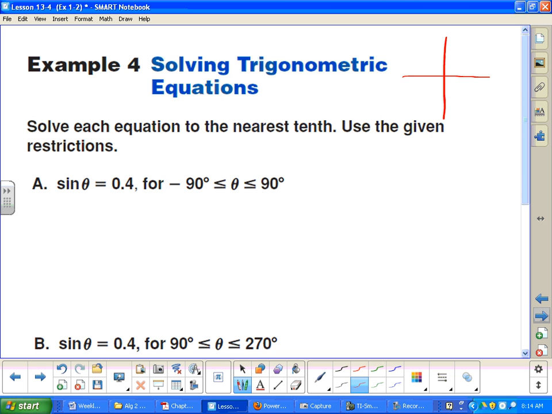So if I draw a coordinate axis, first of all, let's talk about what a reference angle is. Do you remember what a reference angle is?